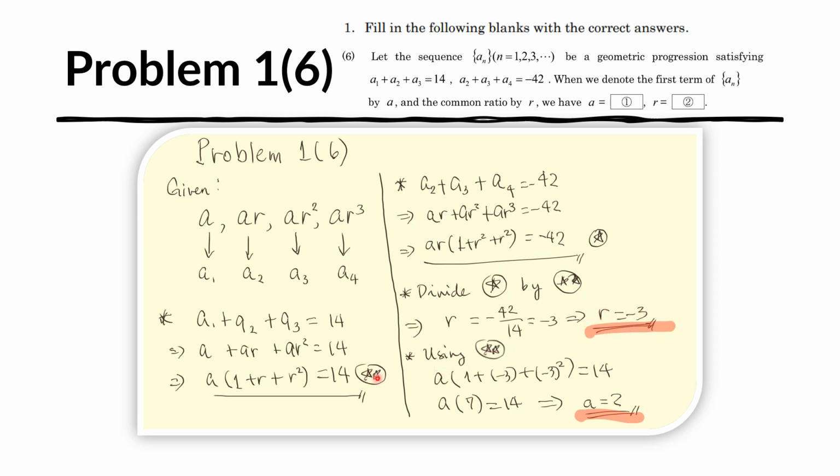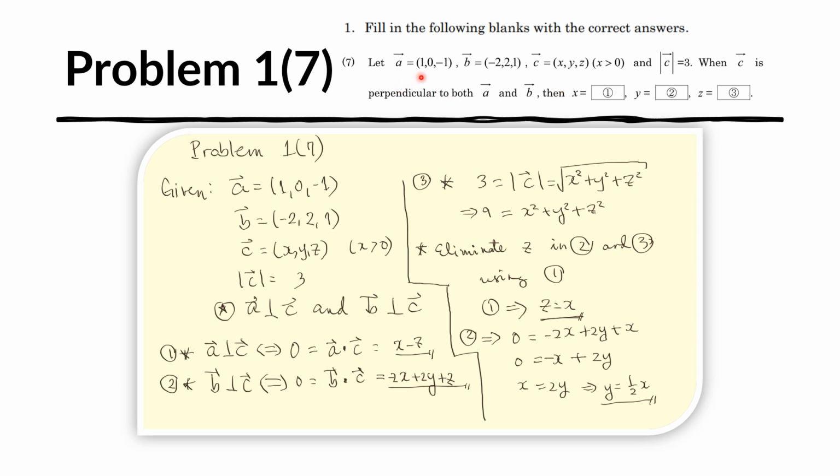Now, let us use double star to obtain a. Here, we just replace the r with the known value. So, r here is minus 3, and r squared is minus 3 squared. And here is 14. Simplify this, we get 7, and therefore a times 7 equals 14, and a equals 2.